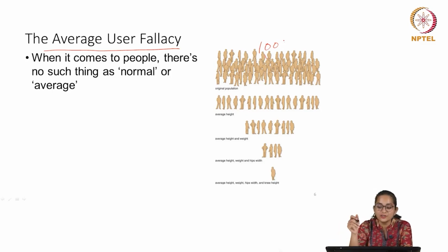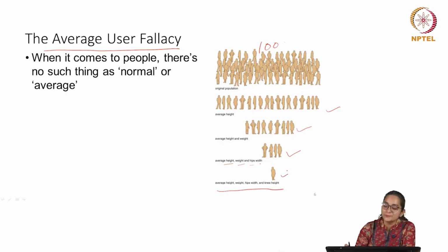So for the average height, only these many people could fit. Average height and weight, or 2 dimensions, only these many people, 9 people. Then all average height, weight and hip width, only 4 people could fit. And all the 4 dimensions, only 1 person could fit. So any chair which is designed with an average of all of these is only meant for this 1 person and not the other 99 people.